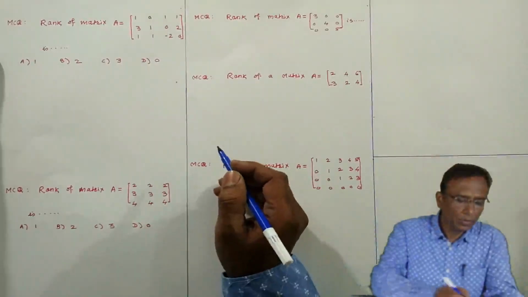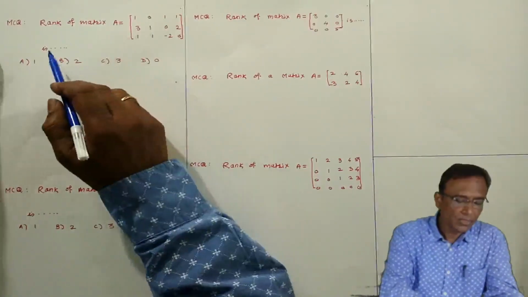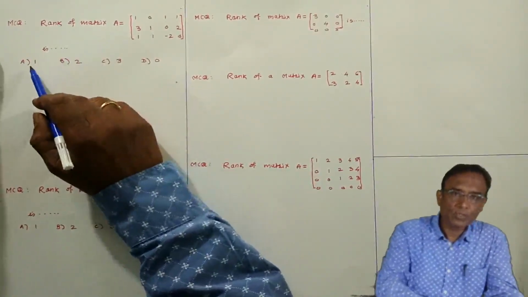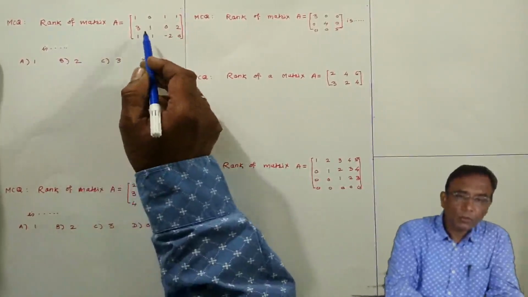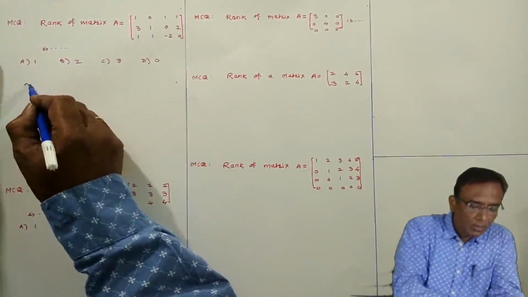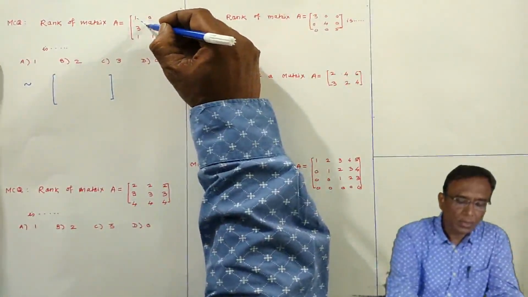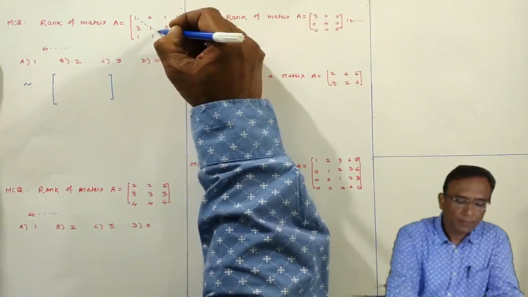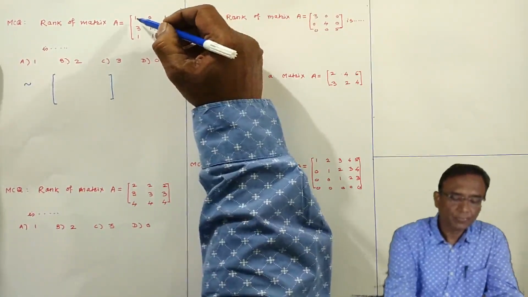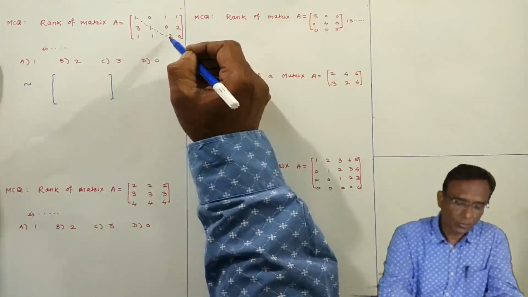So next MCQ, rank of the matrix A. Matrix A is given, is dash dash, and some options are also given to you. So I want rank of this matrix. So how do you find out the rank of the matrix? This matrix A, this is the diagonal of the matrix. Diagonal must be drawn such that the first element of the first row, second element of the second row, and third element of the third row must be on the diagonal.